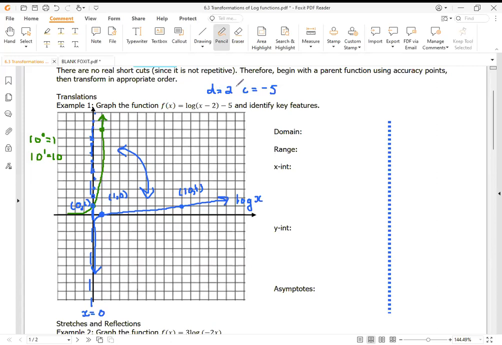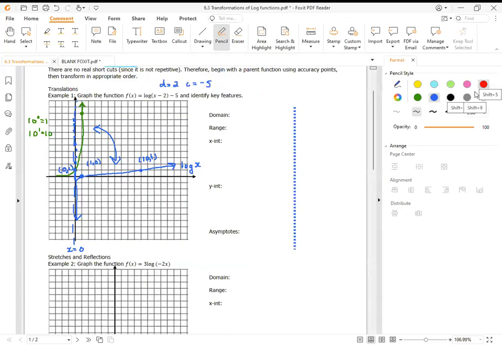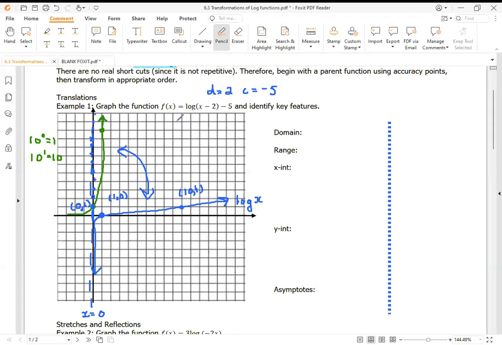When you have a horizontal shift, your asymptote moves as well. So instead of having the asymptote here, now your asymptote will be, let's use a really bold red line, at x equals 2. And your dot is going to move 2 to the right. This point, 10, 1, will move 2 to the right.